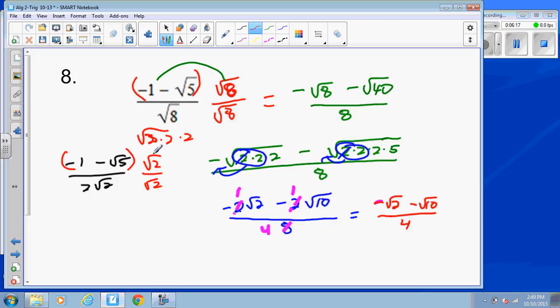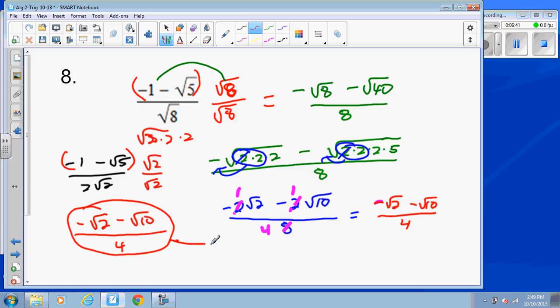Now the top of the fraction is square root of 2 times negative 1, which is negative square root of 2. Square root of 2 times square root of 5 is square root of 10. And the bottom of the fraction is 2 times square root of 2 times square root of 2. But the square root of 2 times square root of 2 is just 2. So it becomes 2 times 2, or 4. Either way, I'm going to get the same answer. So both ways will work. Let's see what the next one looks like.